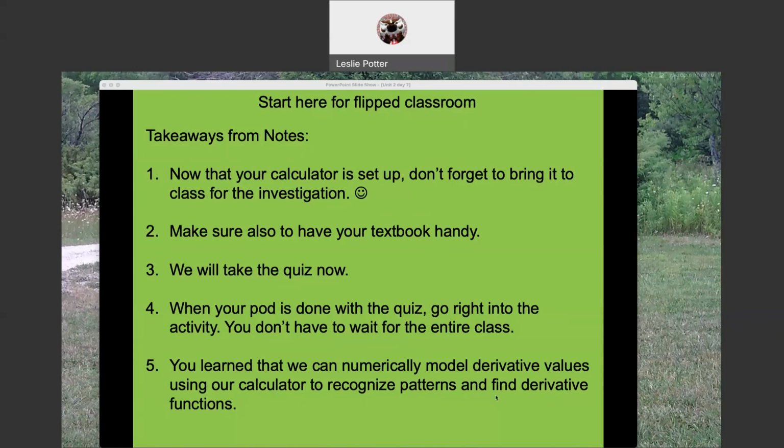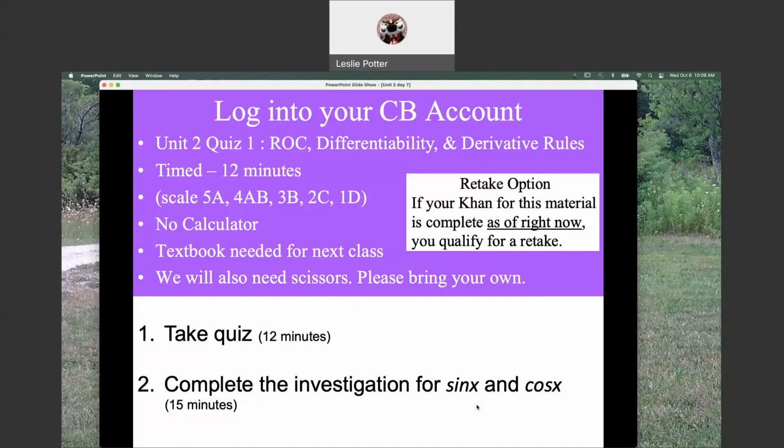Okay, now we're kind of jumping around here. Now I'm going to ask you to jump back to your quiz mode. Okay, so this is the Unit 2, Quiz 1, rates of change, differentiability, derivative rules. Remember our points of differentiability and points of non-differentiability are up on the wall, in the word wall. So use that. No calculator. There's your grading scale for it, 12 minutes. You'll still need a textbook for even the next class.